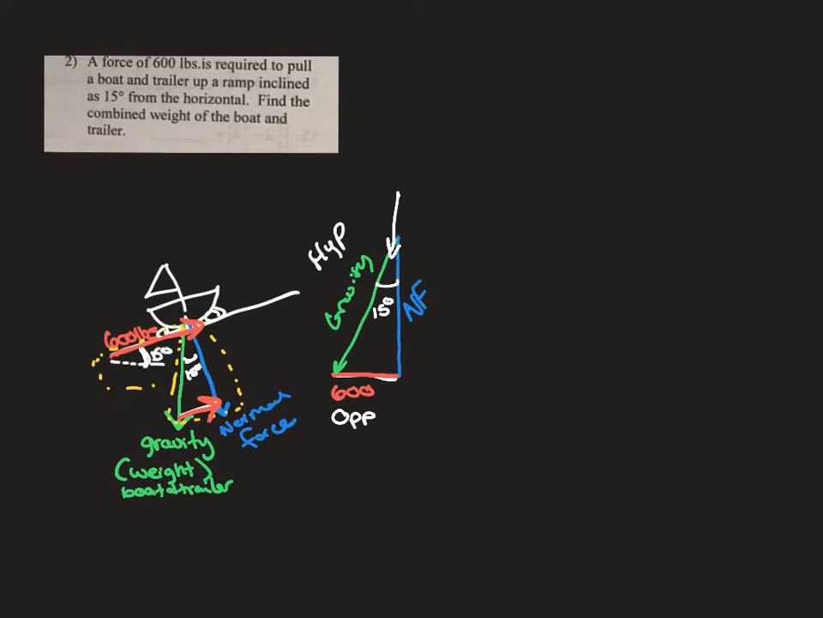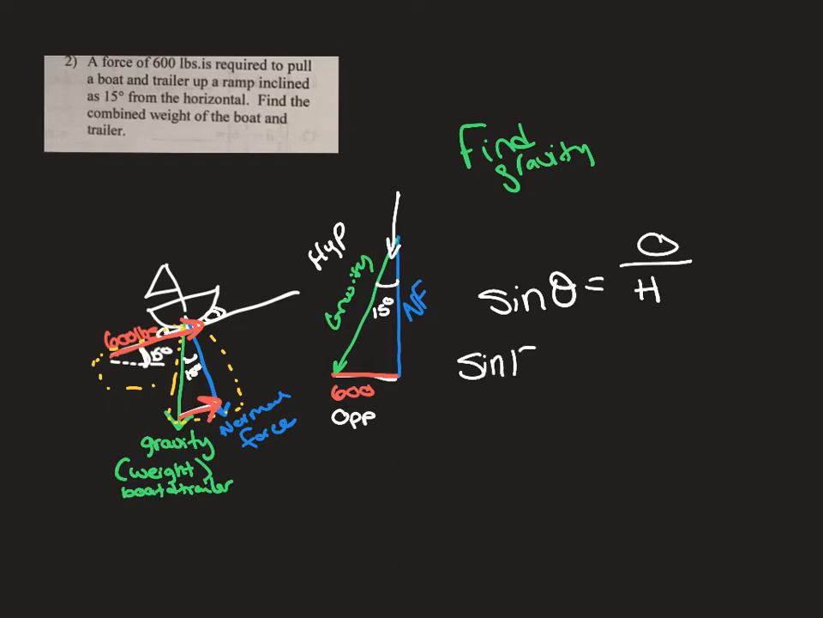So I want to use sine as my trig function because what I really want to find is the green piece. I'm looking for the green gravity piece, the weight. So to do that, I can set up my trig ratio. We know that sine of some angle is equal to the opposite over the hypotenuse. So we're going to do sine of our 15 degrees equals my opposite, which was 600, over my hypotenuse. And we're going to use our calculator and do sine of 15 degrees.